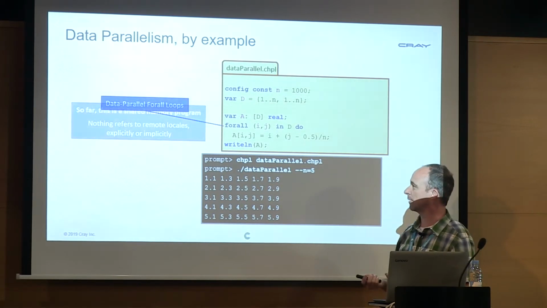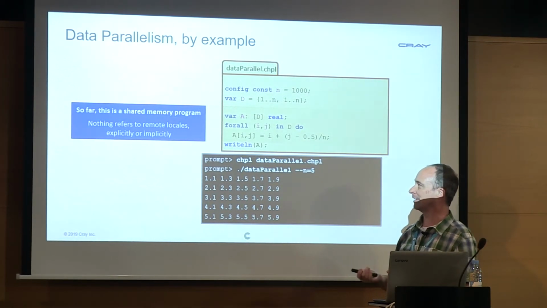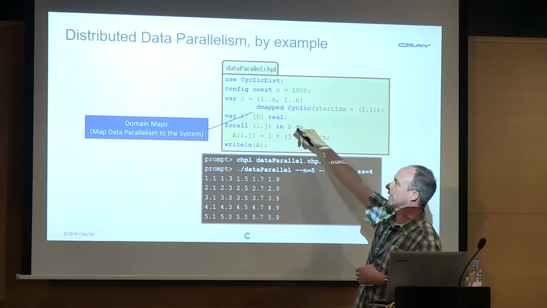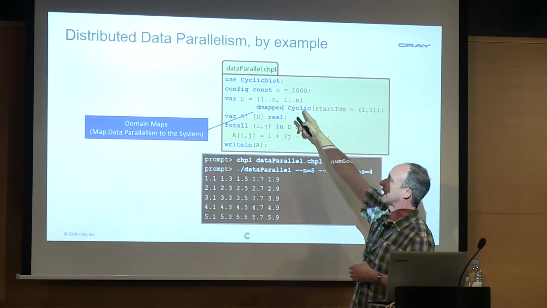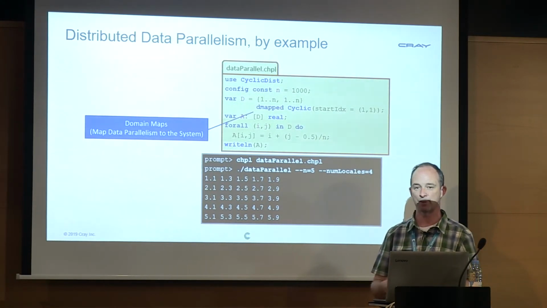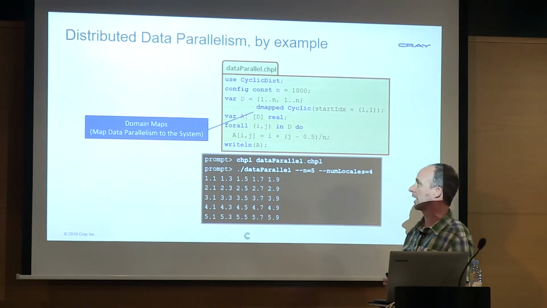Now again, this is an example of a program that's shared memory. I haven't done anything explicitly to talk about locales, nor is there anything implicitly referring to other locales. But with a small change, I can use the DMAP concept we saw at the beginning of the talk and say, here's how I'd like you to map these indices down to my locales. And so, for example, I could use the cyclic domain map, which says just deal them out round robin across the locales. And with that change, I've changed this from a shared memory code to a distributed memory code.